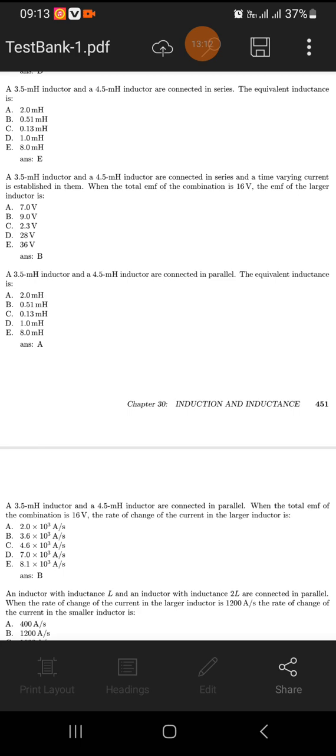Is 2. For Joe it was 9. I don't know how they got that 9.